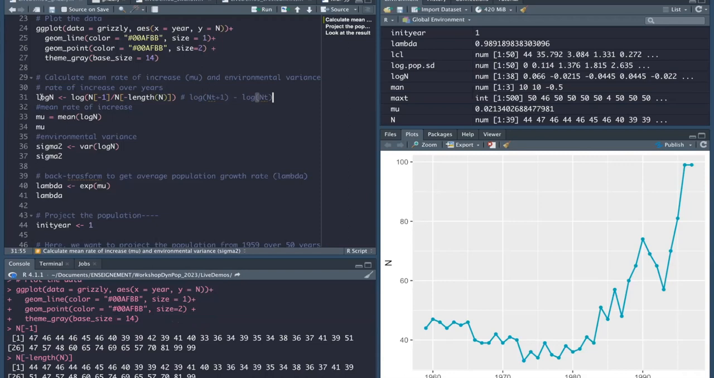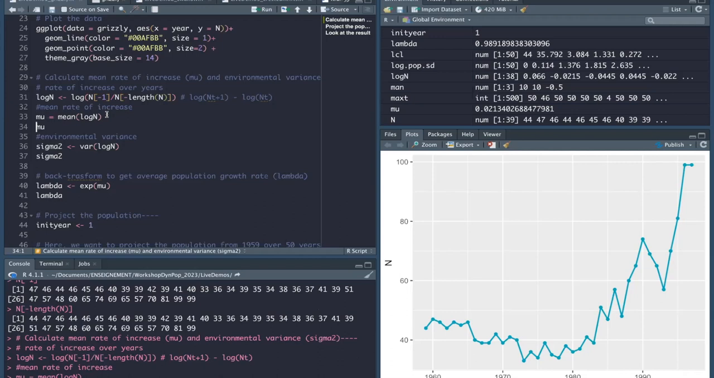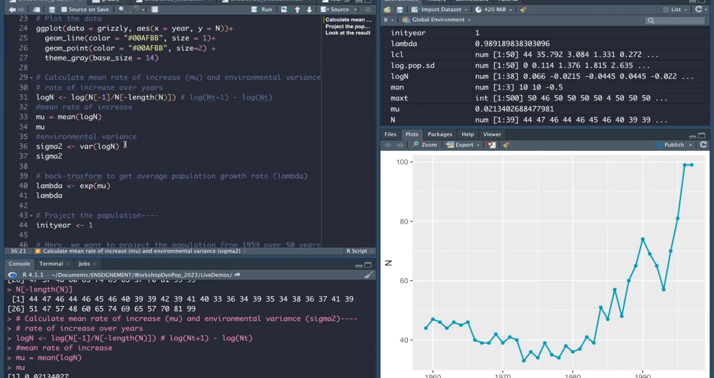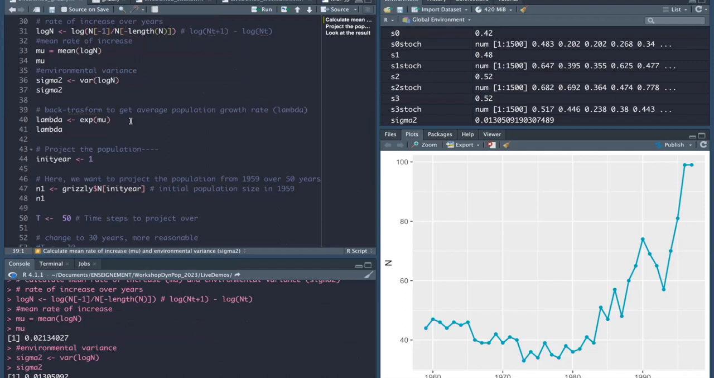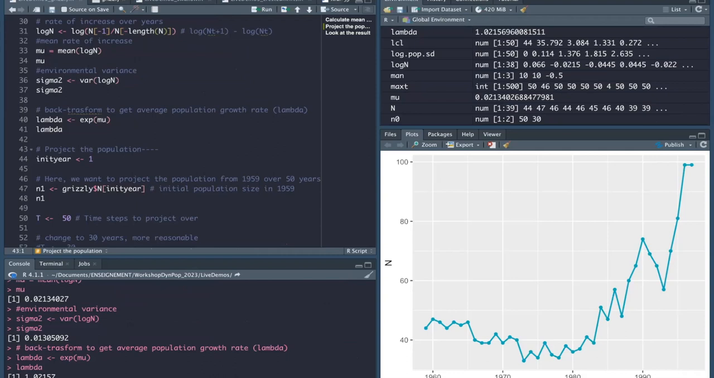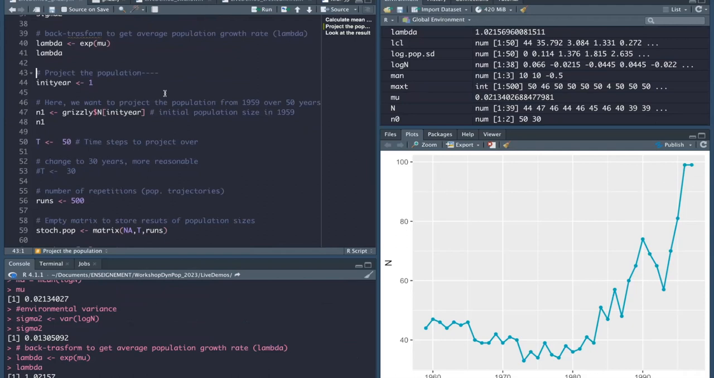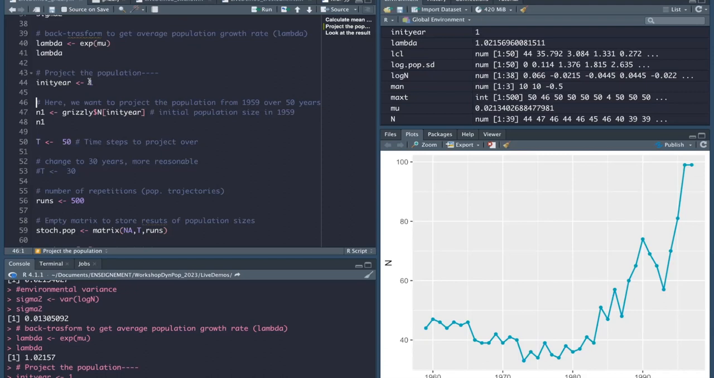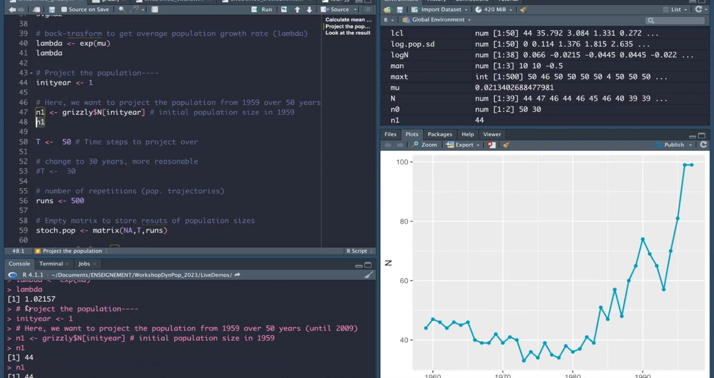We take the mean value of the log ratio of population size, the rate of increase of the population, 0.02, and environmental variance is simply the variance of the log ratio. We can back-transform this quantity to get an estimate of lambda, 1.02. So as we saw before, on average the population is growing because lambda is bigger than one. Let's project the population, starting from 1959, but we could actually decide to set another time for the projection. So this is up to you. I choose to use N1, 44 bears as in 1959, as the initial population size for my projection, and to project over 50 years.